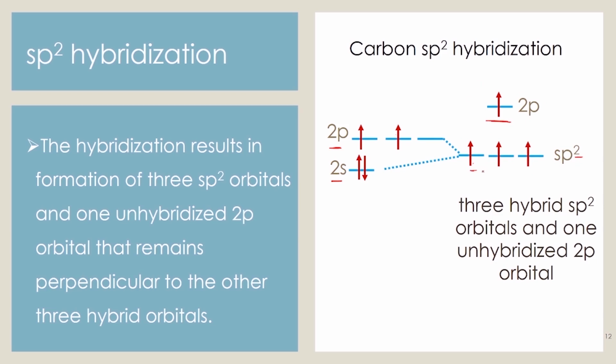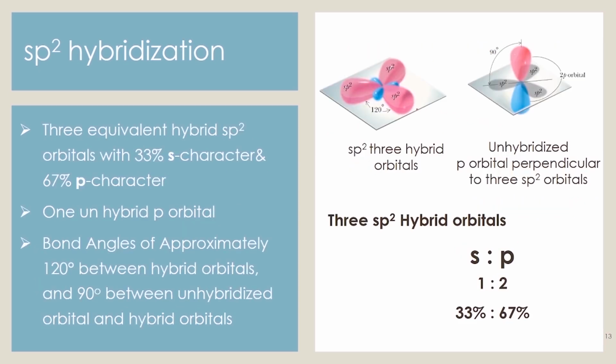Here we have the carbon sp2 hybridized. You can see the hybridization results in the formation of the 3 sp2 orbitals with 1 electron each and one 2p orbital that has 1 electron. The 3 sp2 orbitals lie on the same plane with angles equal to 120 between the 3 hybridized orbitals, and the unhybridized p orbital lies on a plane perpendicular to them, which makes the angle between the unhybridized p orbital and any of the 3 hybridized orbitals equal to 90 degrees.